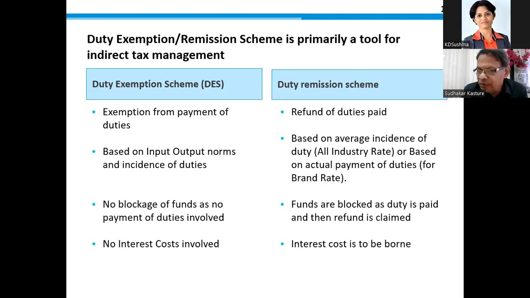Now, what are the problems here? Funds are blocked because you have paid the duty. And if it is taking time to take back the drawback, then interest cost also has to be borne by you. These are two primary tools related to inputs.